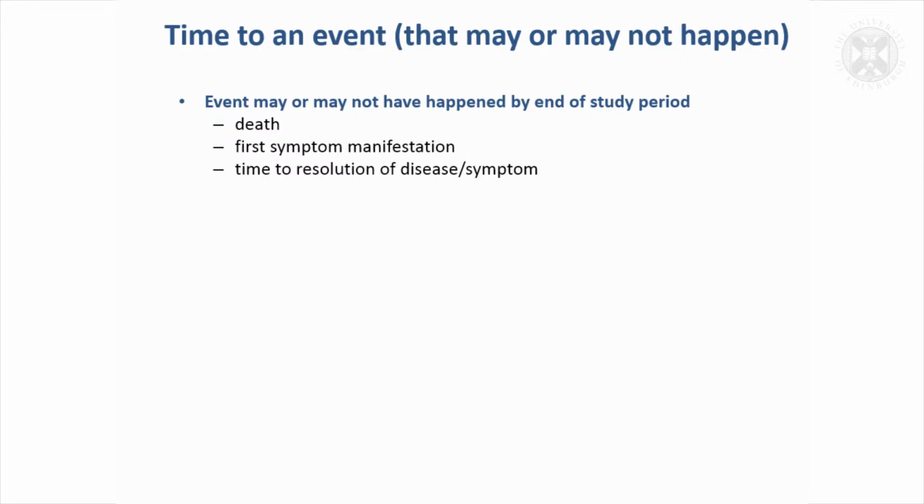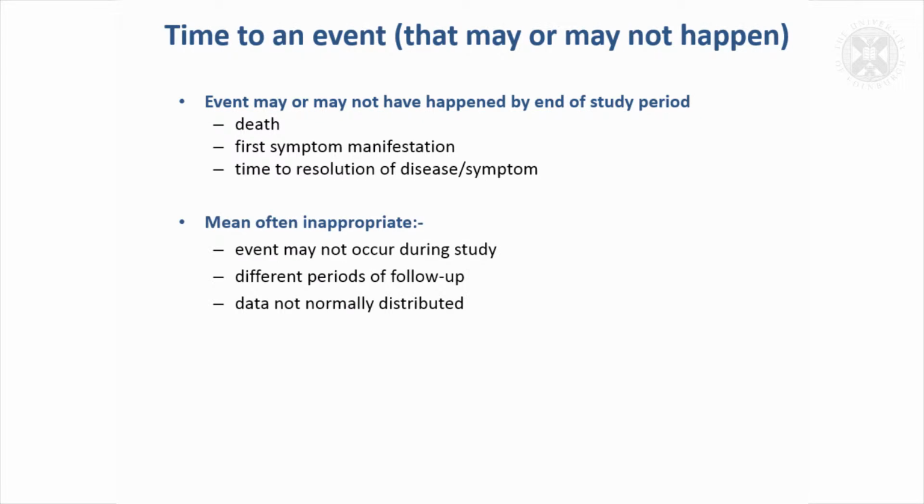And the last type of data I'd like to mention is time to an event, when you're in a situation where an event may or may not happen. So something like death, time to the first symptom of a disease, time to a resolution of a disease, and you've got a fixed time period, and it may or may not have happened by the end of that time period. So the mean won't be appropriate because the event may not have happened, and you might have different periods of follow-up, and of course the data might not be normally distributed.